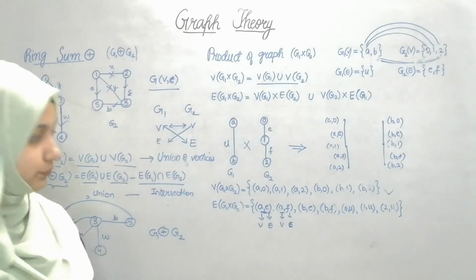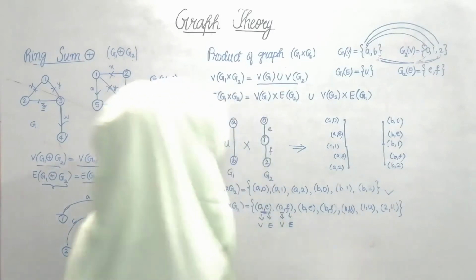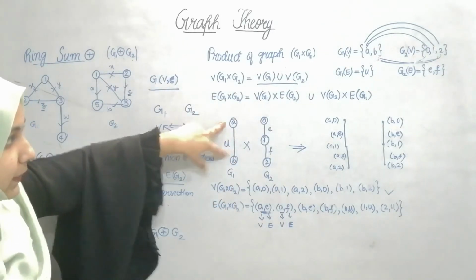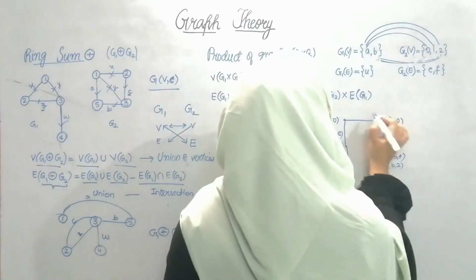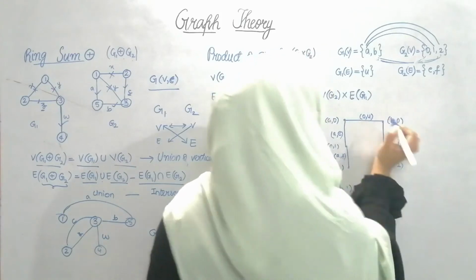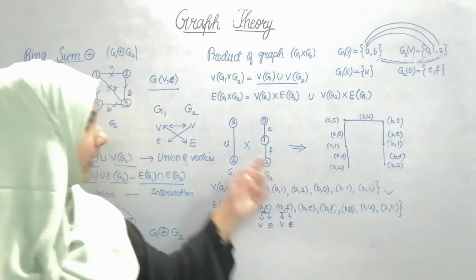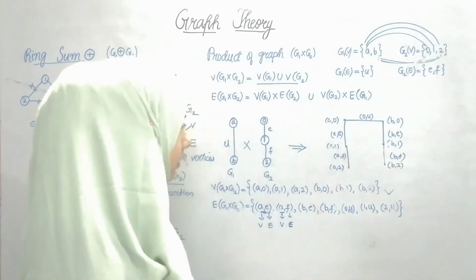Okay. Clear? Next. 0 comma U. U is the edge. It is present between A and B. So you are going to draw here 0 comma U. Okay. Now comes 1 comma U. U is again an edge here. It is between A and B. So you are going to draw it in here.